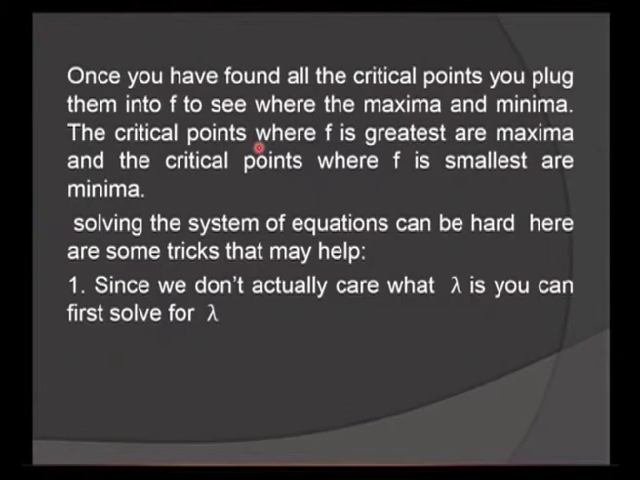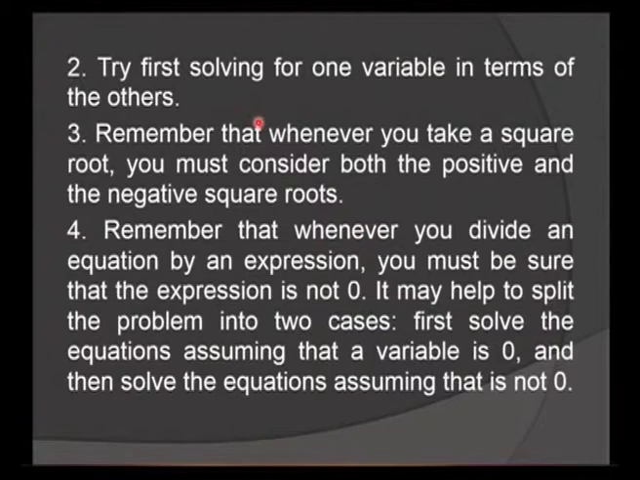What are the tricks? Since we do not actually care what lambda is, you can first solve for lambda in these equations, because we don't want the value of lambda. We need the values of x, y, z. So first solve for lambda. Then second, try first solving for one variable in terms of the others. There you have 3 variables x, y, z. So try first solving for one variable, either x or y or z.